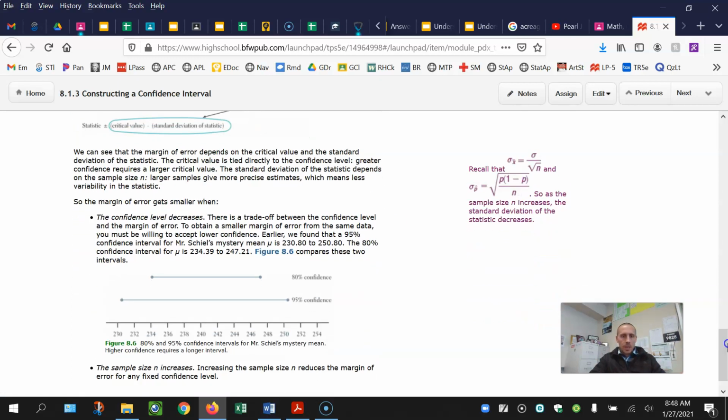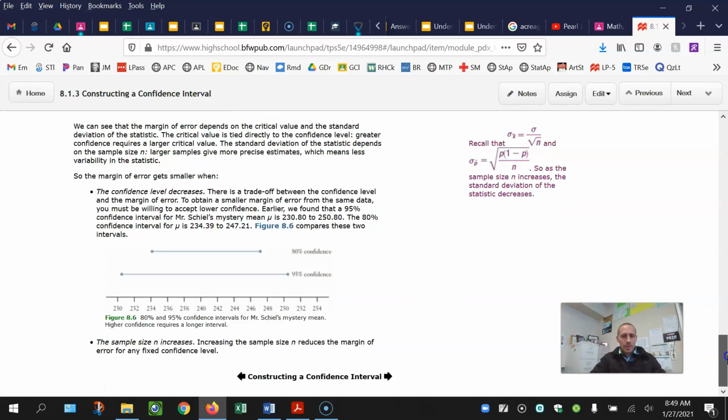So there's a couple ways that we can increase or decrease the margin of error. One way is if you decrease your confidence level, as you can see here, going from 95 to 80%, that narrows the width of the confidence interval. The reason is I could say, hey, I'm 100% confident tomorrow we're going to get between 0 and 400 inches of snow, but that's not really meaningful. But I might only be 50% confident that tomorrow we're going to get between 1 and 3 inches of snow. So less confidence, we have a narrower confidence interval.